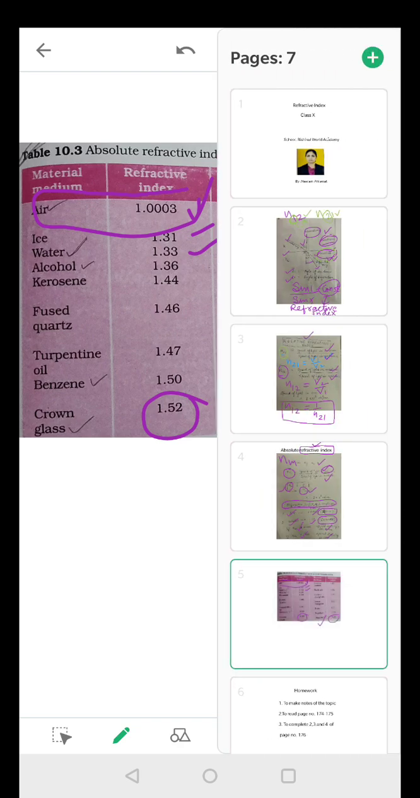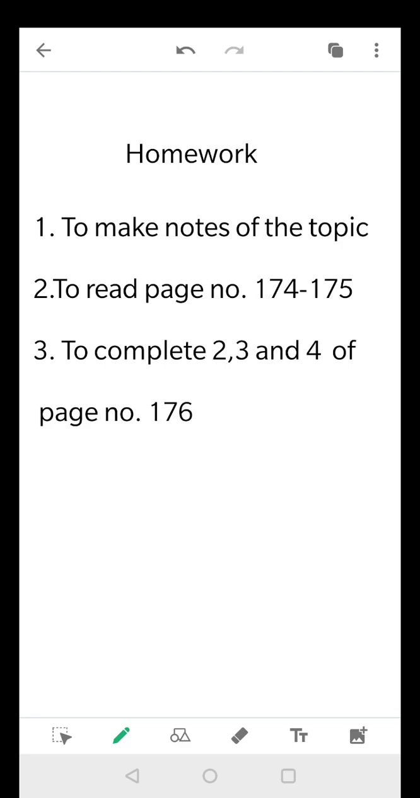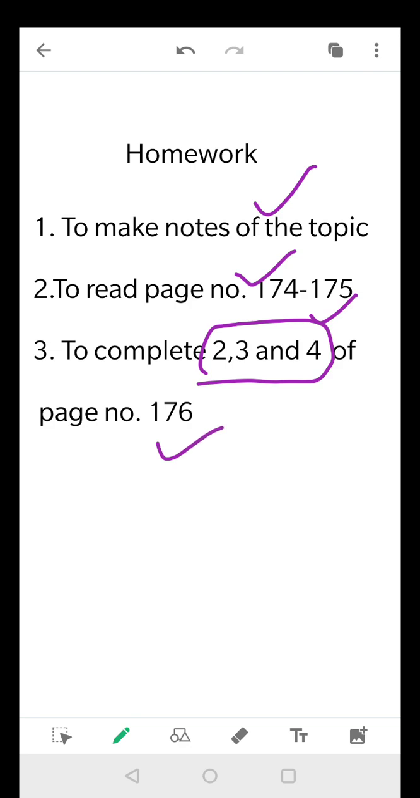Now coming to your homework. First of all, again you will make the notes of the topic as we usually have. Second, you will read page numbers 174 to 175, and then you will complete the 3 questions on page 176, that is question number 2, 3 and 4, right? You will complete the homework and will send the homework to me.